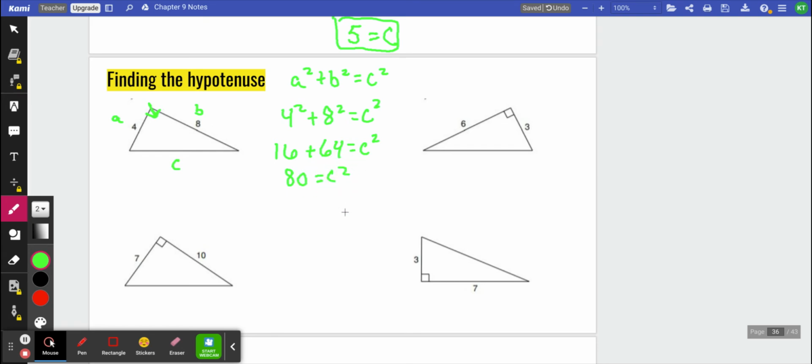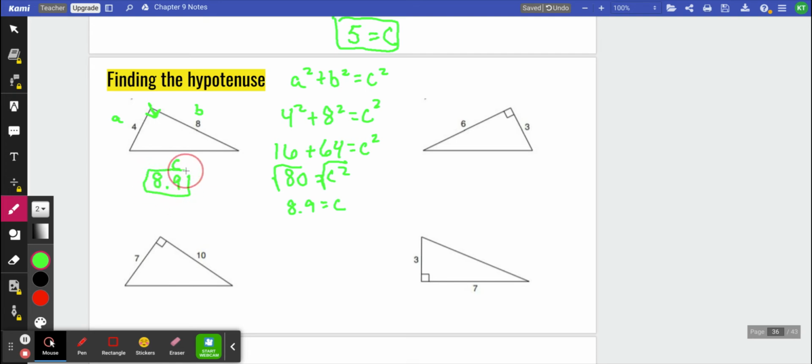Now, I know this isn't going to be a perfect square because 81 is equal to 9 when I square root that. So I know it's going to be 8 point something, probably close to 8.9. So if I square root 80, I get 8.944. We'll just go to the nearest tenth. So we get 8.9 equals C. So this is 8.9.